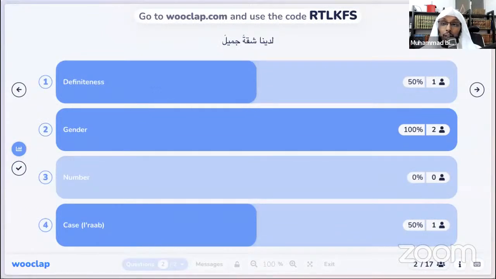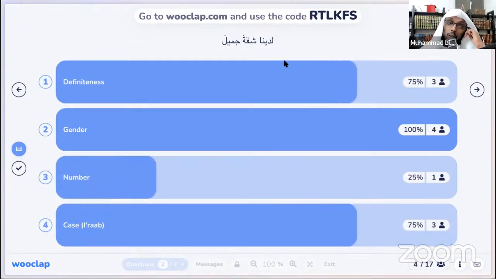Now here, you can choose multiple answers, barakallahu fikum. So if this is the noun and here's the adjective, whichever of these attributes you find that there's agreement, then click on it. If there's no agreement, then leave it blank.